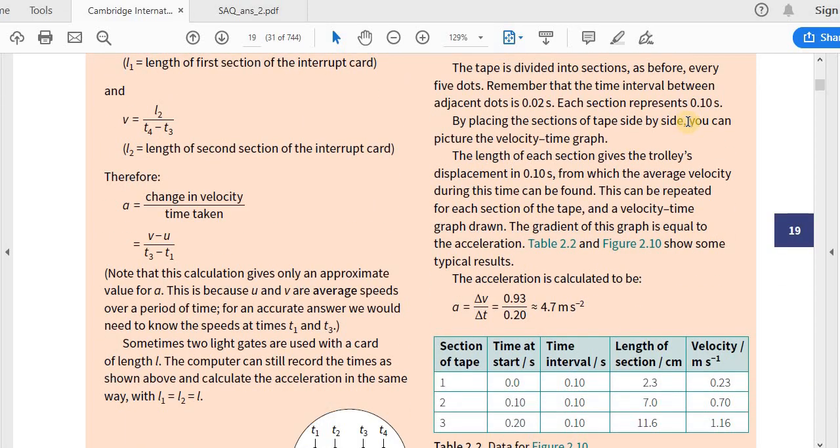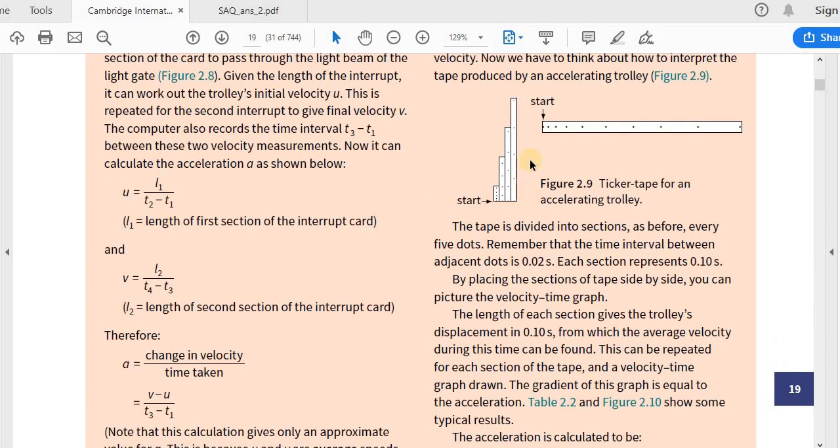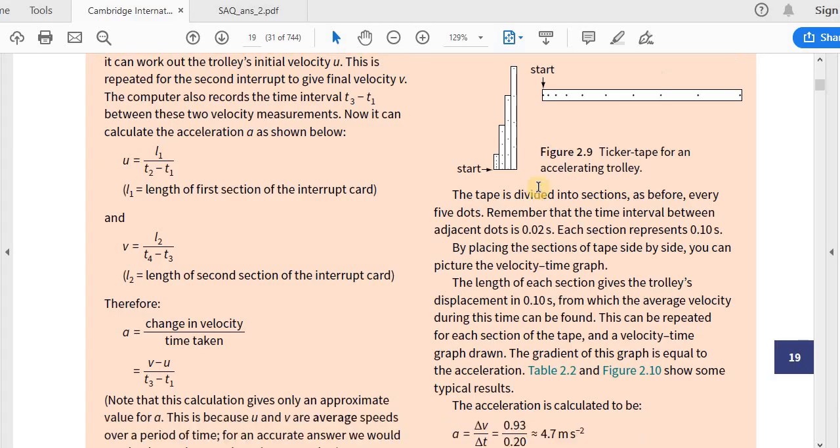By placing the sections of tape side by side, so you cut each every 5 dots and place it side by side, then here you will have your y-axis, here you will have your x-axis, then you get a velocity versus time graph.